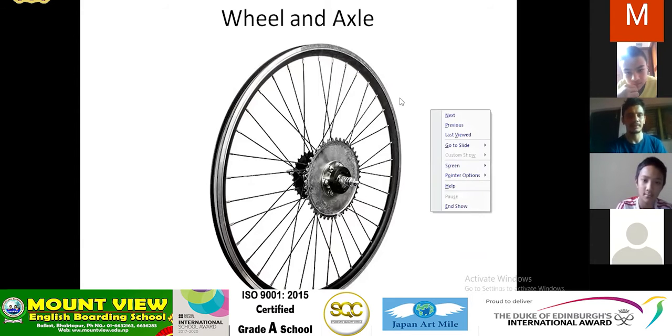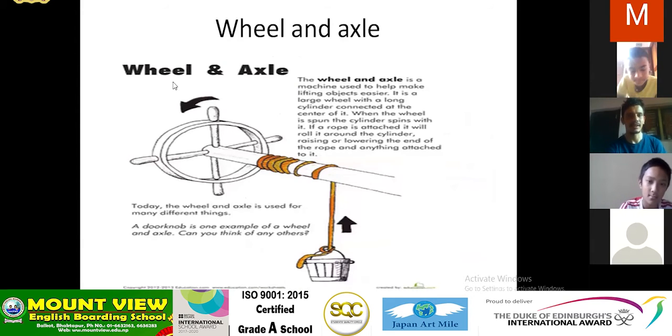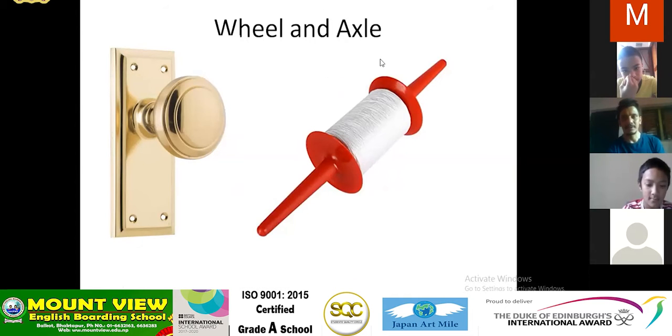See another picture, look at this one. This bigger one is called wheel, and the smaller one is called axle. After we apply force, the wheel starts to rotate, and when the wheel rotates, the load goes upward with the help of rope. Another picture is a doorknob, and this is a string roller. In Nepal it is called latai.